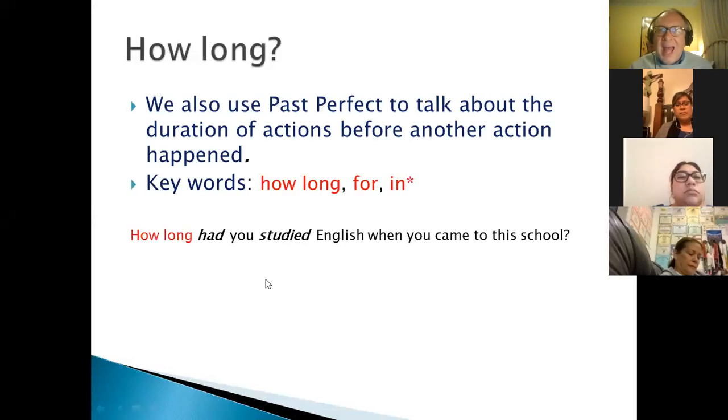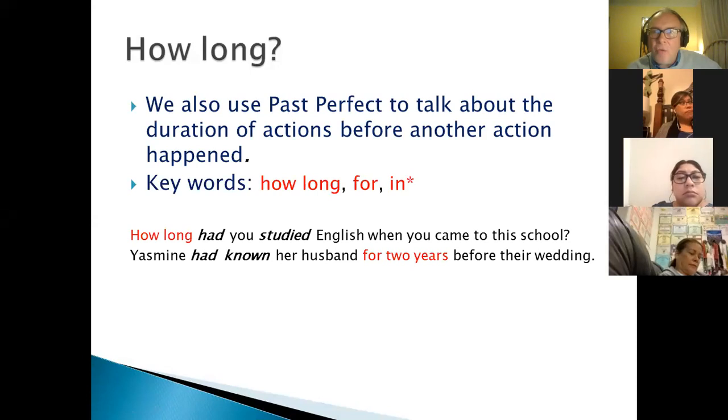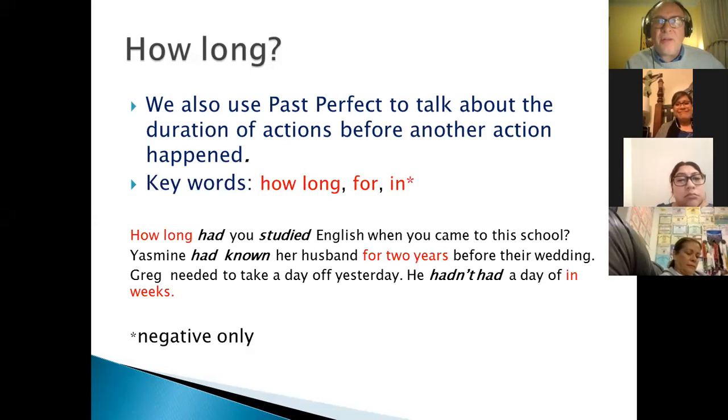How long had you studied when you came to this school? How long had you studied? Past perfect. Yasmin had known her husband for two years before their wedding. They got married, I don't know, ten years ago. But before the wedding, they had known each other for two years. Greg needed to take a day off yesterday. He hadn't had a day off in weeks.